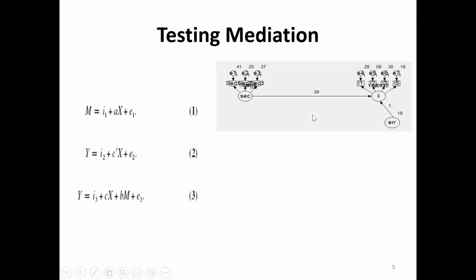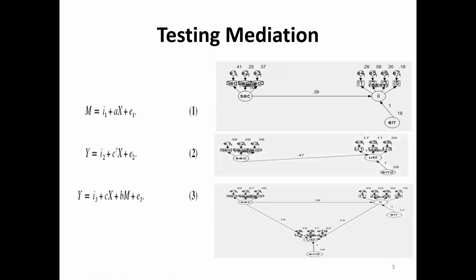That's the same results I have given here. The first equation was this, second equation was this, third equation was this. The original equations, and in our example how it has come out. So this was significant. This was also significant. In this case, both were significantly affecting this. But you can see the value of the direct path has come down from 0.47 to 0.18.